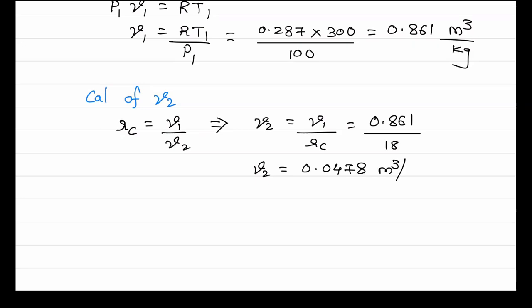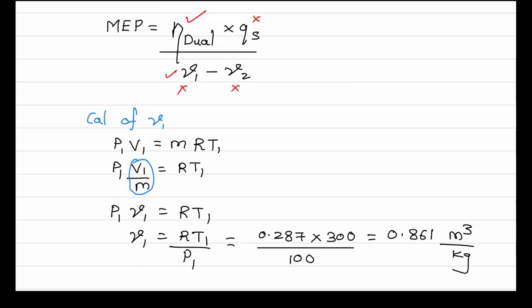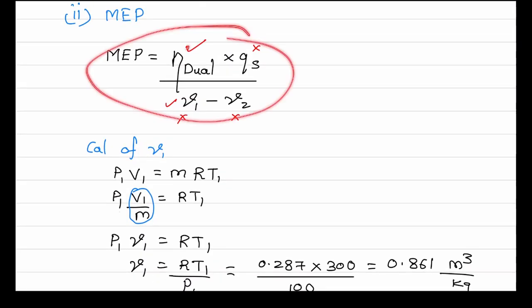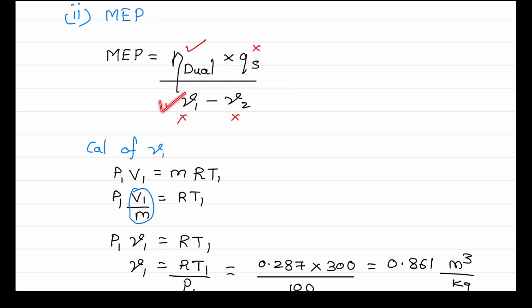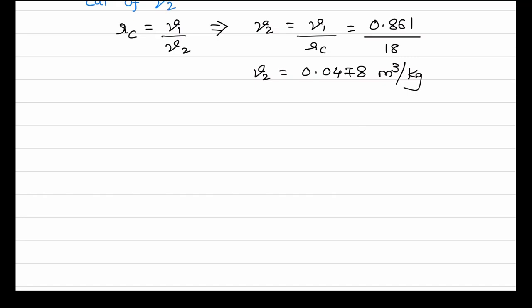Now, if you see the main equation of mean effective pressure, we have dual cycle thermal efficiency, we have specific volume v1 and now we have specific volume v2. What is remaining now? We have to find QS. Once I find QS, I can find mean effective pressure. So next, I will write down the calculation of QS.